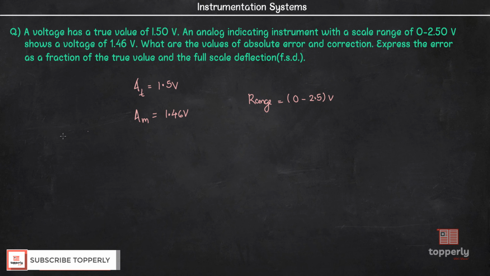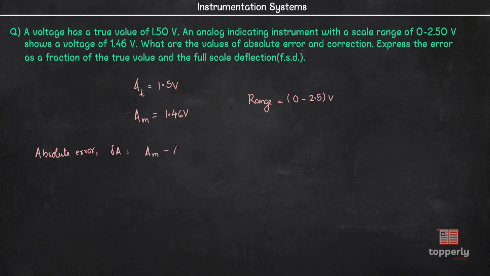We know that absolute error δA is equal to A measured value minus A true value, which is 1.46 volt minus 1.5 volt, which is minus 0.04 volts. And we have static correction δC is equal to minus of δA, which will be minus of minus 0.04, which is plus 0.04 volts.